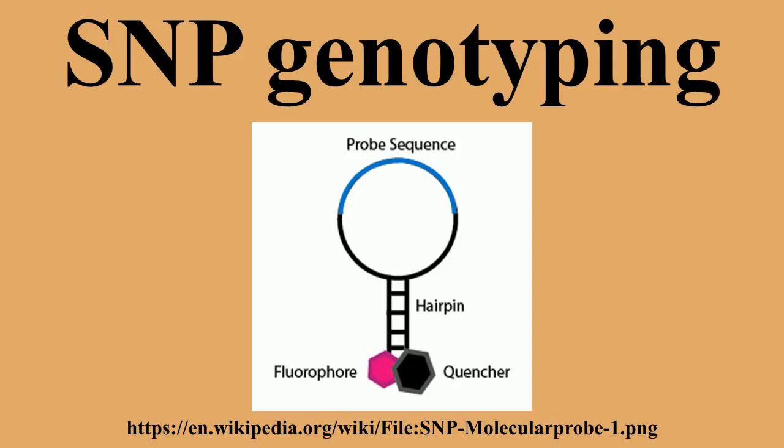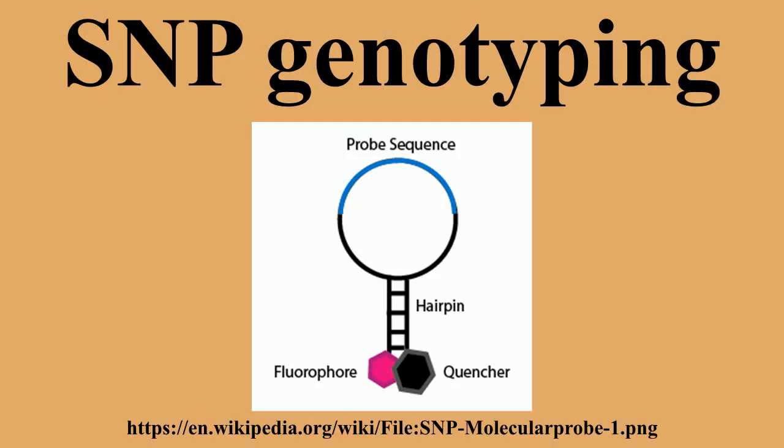Flap endonuclease. Flap endonuclease is an endonuclease that catalyzes structure-specific cleavage. This cleavage is highly sensitive to mismatches and can be used to interrogate SNPs with a high degree of specificity. In the basic Invader assay, a FEN called Cleavase is combined with two specific oligonucleotide probes that, together with the target DNA, can form a tripartite structure recognized by Cleavase.